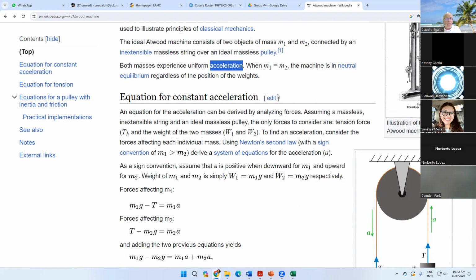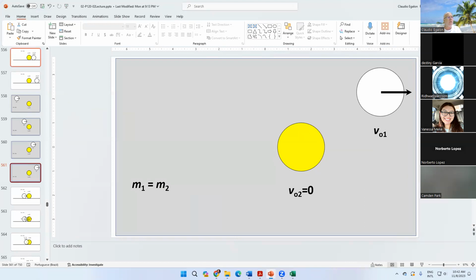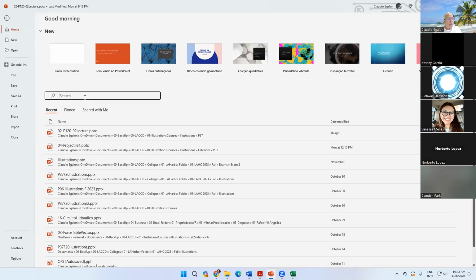Okay, so I'm going to walk you through the derivation of the whole thing and how to put the experiment together.